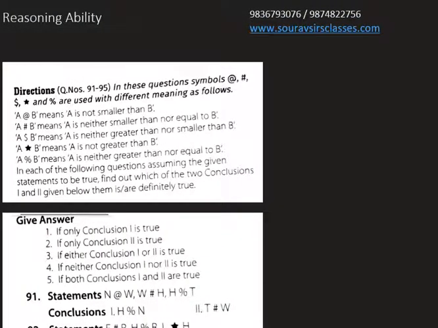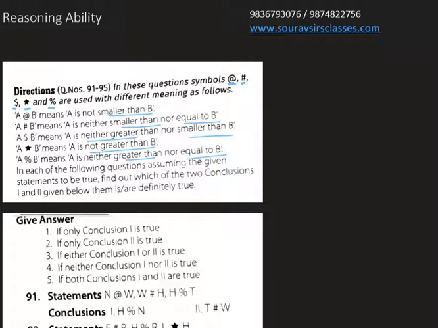In this question, symbols like at the rate, hashtag, dollar, star, percentage are used with different meanings as follows. Here A at the rate B means A is not smaller than B. A hashtag B means A is neither smaller than nor equal to B. A dollar B means A is neither greater than nor smaller than B, and A star B means A is not greater than B. A percentage B means A is neither greater than nor equal to B.